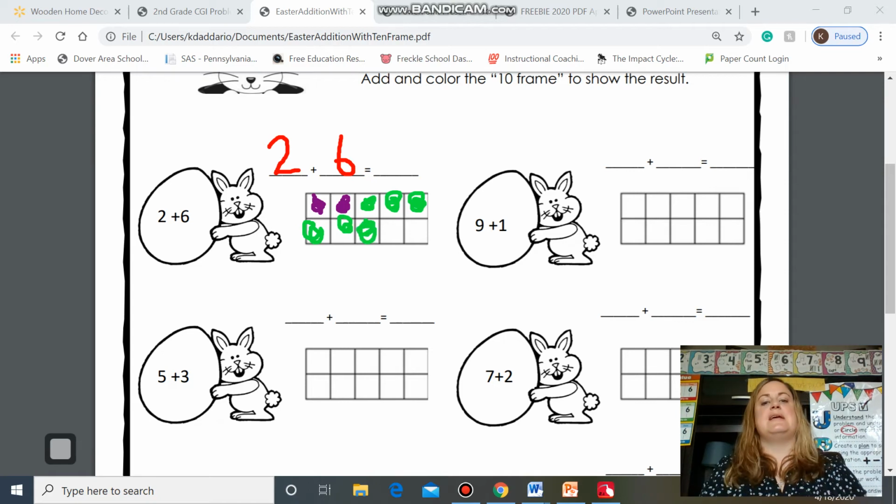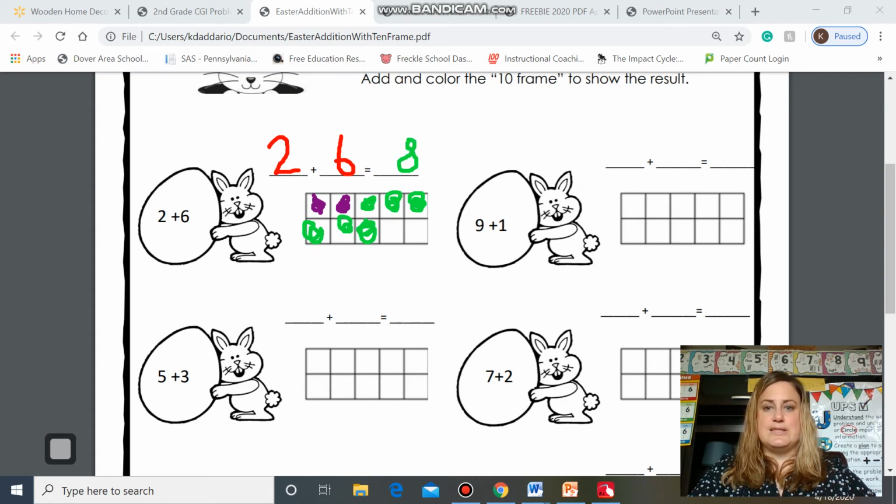So I'm filling in my 10 frame. I didn't fill the whole 10 frame in, so I know my answer is not 10. And then what I can do is just count up my circles. If you're familiar with using 10 frames and you like using 10 frames, sometimes you can automatically say that's 5, 6, 7, 8. So my answer or sum is 8.